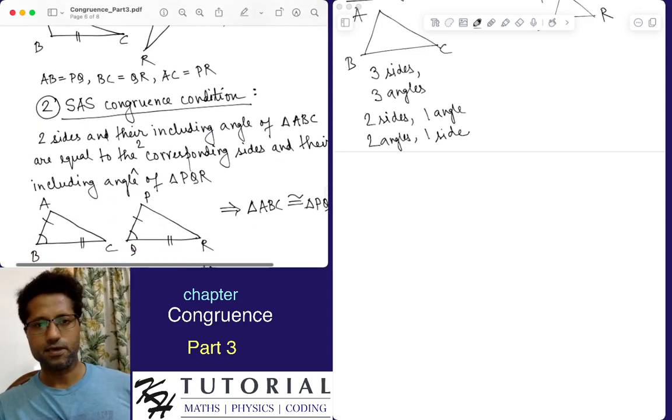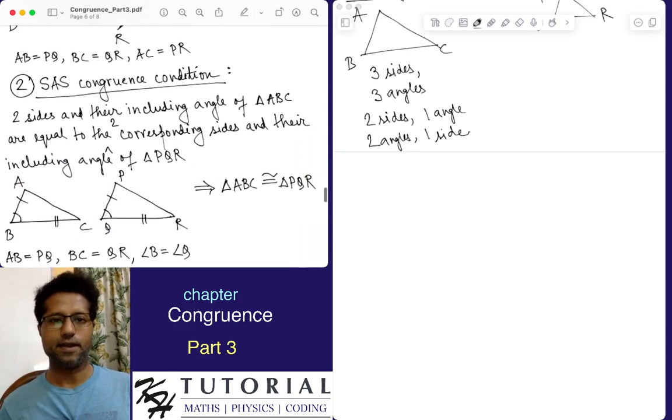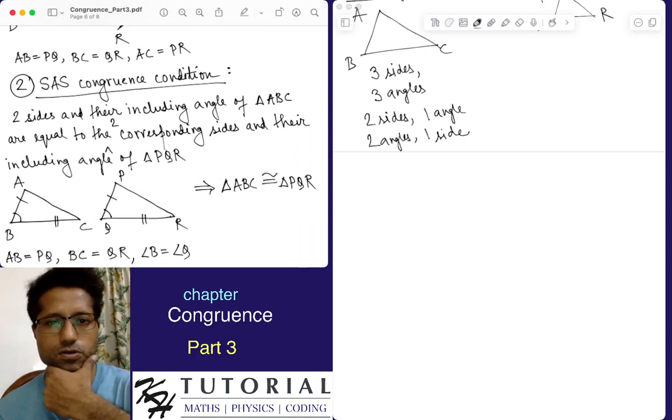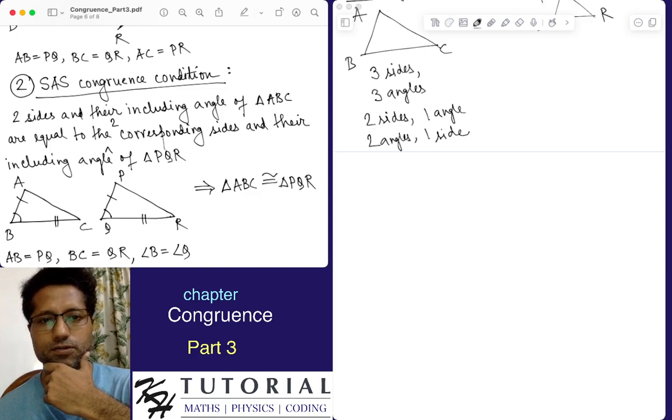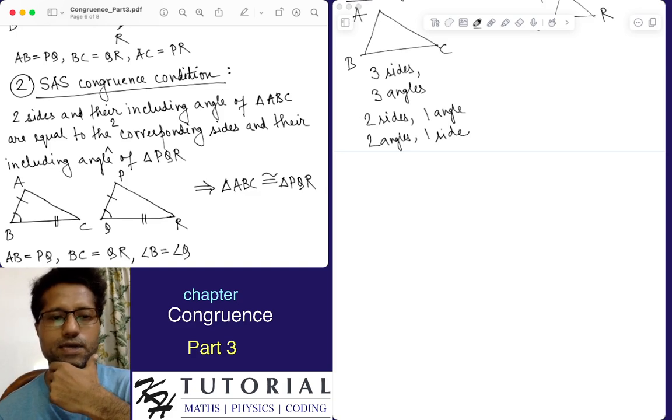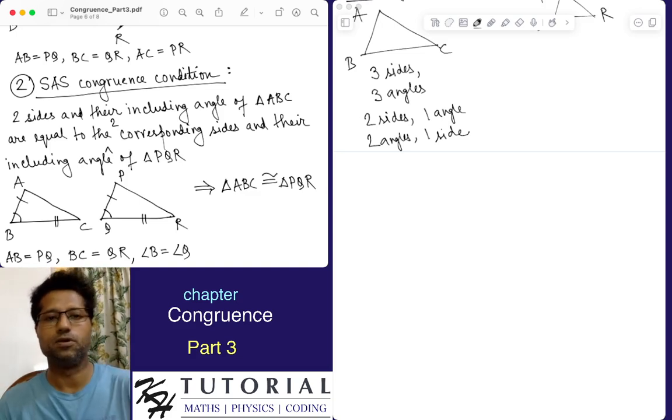The next is SAS congruence condition, side angle side. So what does it say? It says that the triangle ABC and triangle PQR will be congruent if two sides and their including angle of triangle ABC are equal to the two corresponding sides and their including angle of triangle PQR.